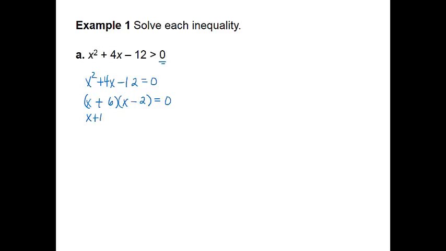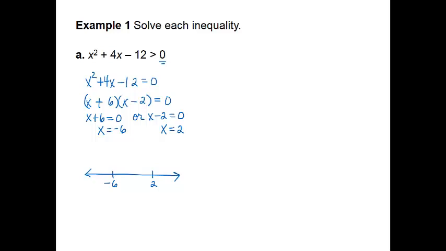So the two zeros are found by setting x plus 6 equal to 0 or x minus 2 equal to 0, giving us x equals negative 6 or x equals 2. And so what we want to do is place those numbers on a number line to determine what intervals we need to test.